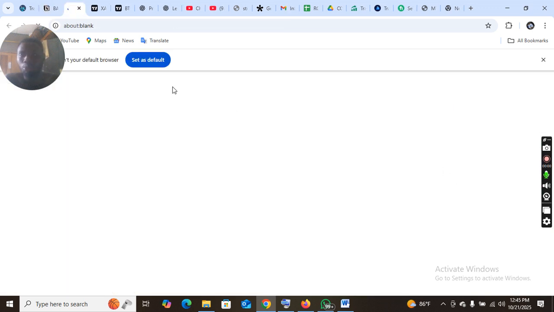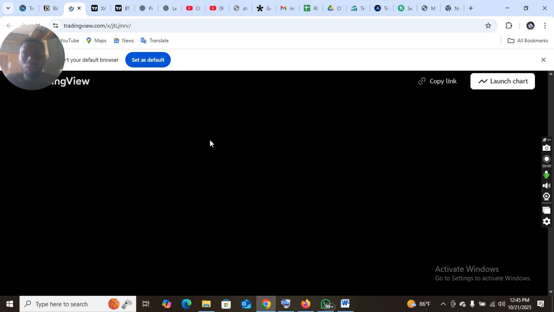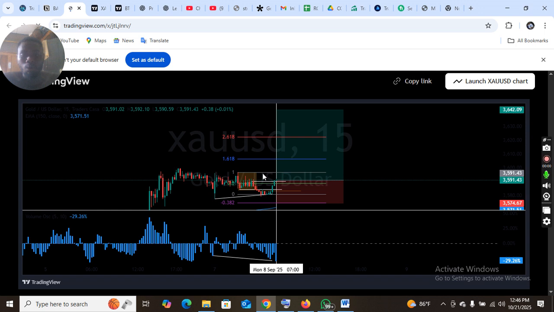Okay, look at this one. Let me show you guys this one again. So you can see right here, we have price. This is the EMA right here. I don't know if you can see, but you can see this blue line that is up. So this is the EMA right here. So price was above the EMA, right?